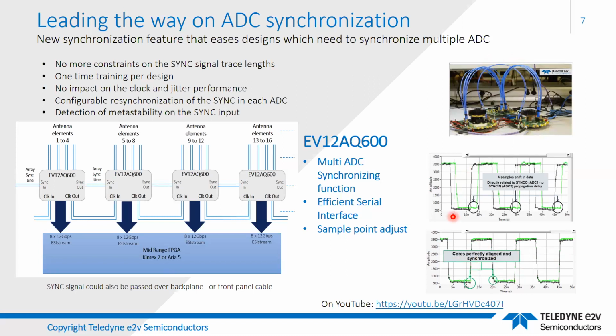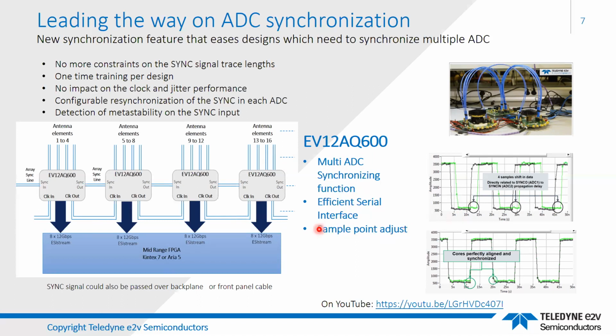synchronization feature, in that we heated up ADCs, we took off a heat sink from some ADCs, we removed the clock to ADCs, we power cycled, and every time the synchronization feature came up and saw the data coming out as perfectly aligned. So this is the EB12AQ600. It has the multi-ADC synchronizing function with the efficient serial interface.